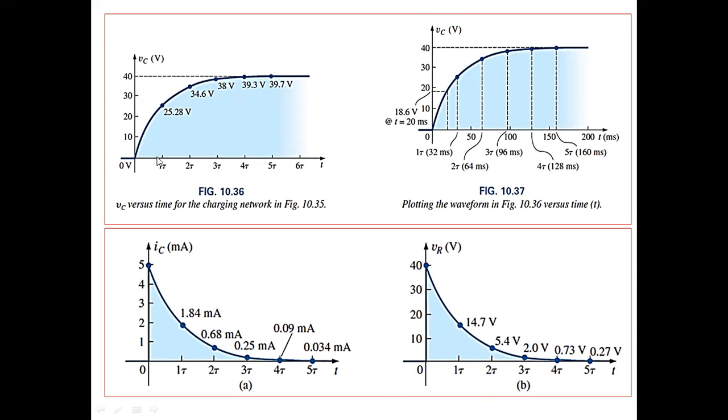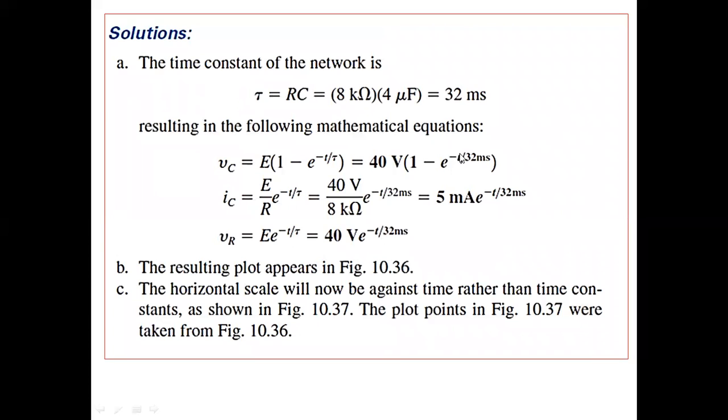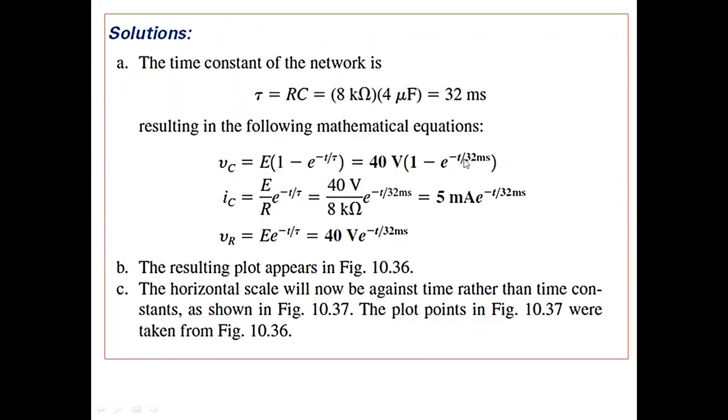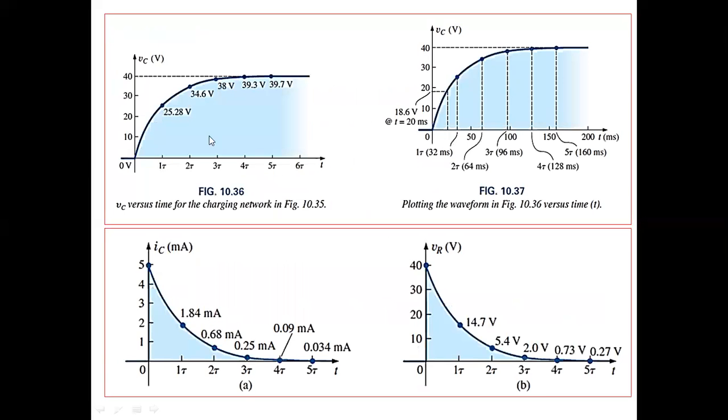For 1 tau, you have to put t equals 1 tau over here, so you will get 25.28. Similarly for 2 tau, we put t equals 2 tau, 2 multiplied by 32 means 64, so we will get 34. Similarly for 3 tau, 4 tau, and 5 tau, we have to find the VC till 5 tau, because the capacitor will be fully charged at 5 tau. We have to plot the VC versus tau up to 5 tau.